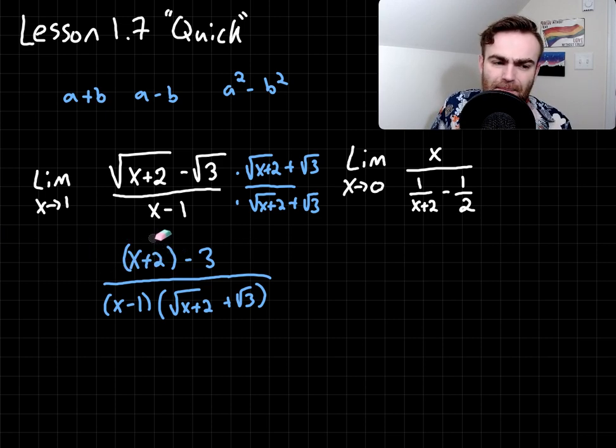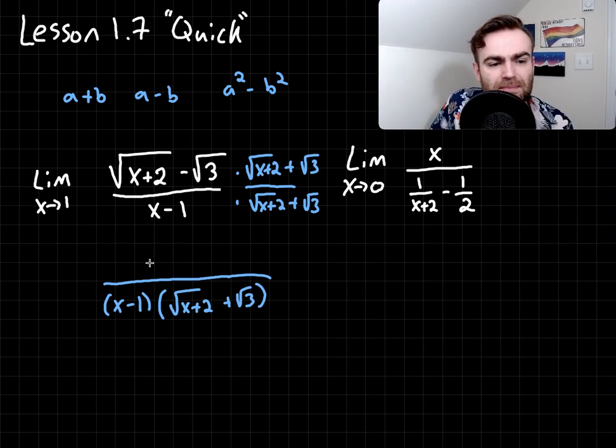Let's clean up the top. We have plus 2 and a minus 3. Plus 2 minus 3 is minus 1. So the top simplifies to be x minus 1. Well, I see something interesting, don't you? We can cancel out our problem.